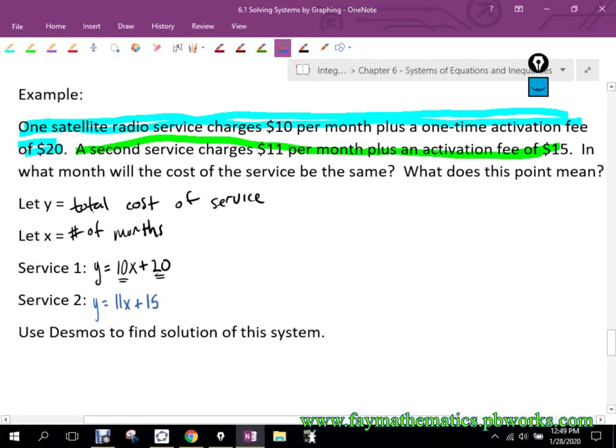Our y-intercepts are 15 and 20, right? And our slopes are 10 and 11. Those are pretty large values that we would have to graph on, if I gave you a piece of graph paper or I asked you just to graph this on your own. So I want to use Desmos, okay?